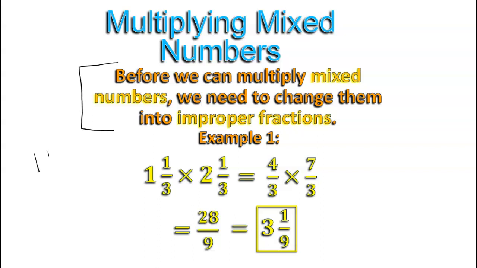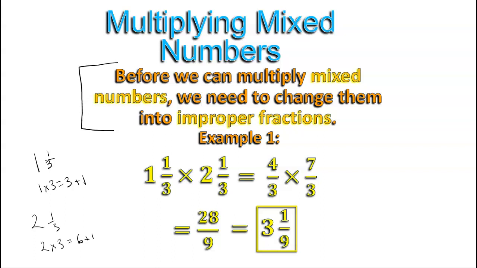So 1 and 1/3, right? You're going to multiply 1 times 3, which gives you 3, and then you're going to add that extra 1 to it. So that's where we get that 4, and then 2 and 1/3. So the first thing you would do is you multiply 2 times 3, which gives you 6, and then 6 plus 1 gives you 7. So now we can multiply straight across. So 4 times 7 gives us that 28. 3 times 3 gives us that 9.